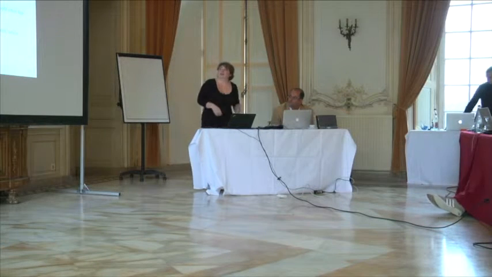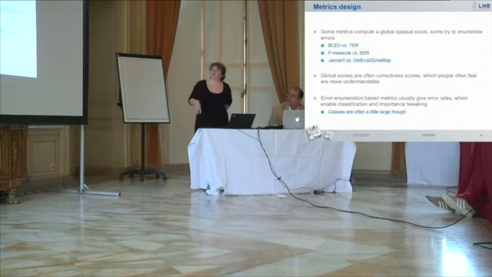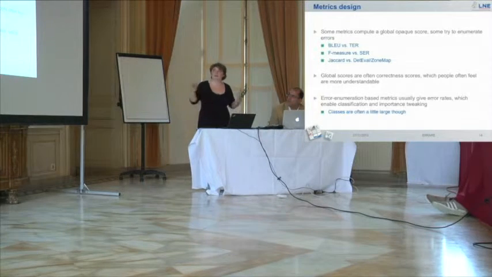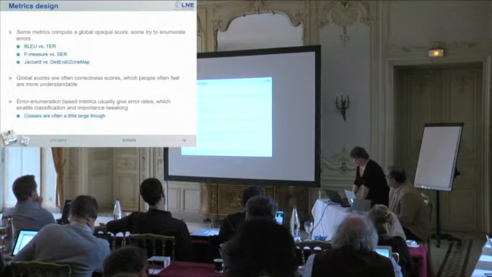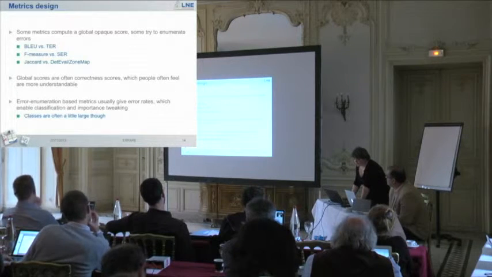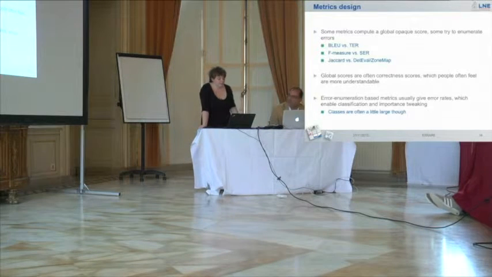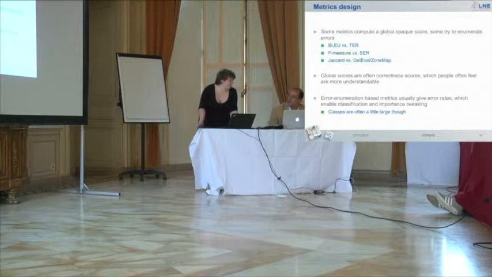For the metric design, we can cluster the metrics into two different groups. On one part, we have the metrics that compute a global score, and some that try to enumerate the errors. Here you have some famous examples of different metrics for different types of tasks. Usually the global scores are often correctness scores, and people often feel that they are more understandable. But error-enumeration-based metrics usually give error rates, and it's maybe easier to classify and to better understand what is happening.